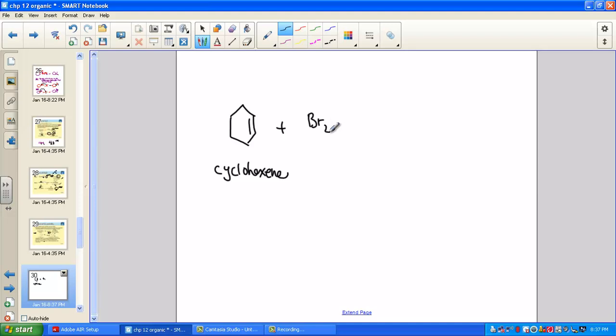Let's add bromine, Br2. If we add bromine, remember we need this to occur in an inorganic solvent. You'll see the solvent written below the arrow. You'll see the catalysts written above the arrow. So let's use an inorganic solvent such as dichloromethane, CH2Cl2. That would be its Lewis structure there.